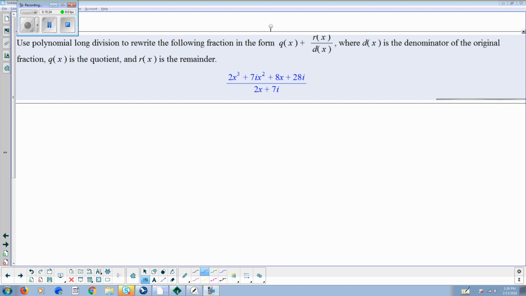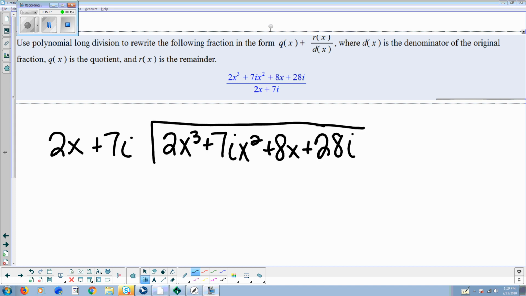Our next example uses long division again. This time we're looking at long division when i is involved, when we have imaginary numbers involved. So let's go ahead and write the problem. Here's the problem written. There were no powers skipped, and it was already in descending order. So we are now ready to apply the algorithm, daddy, mommy, sister, brother.